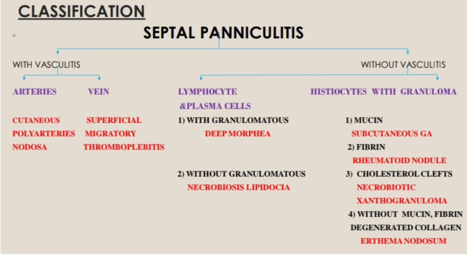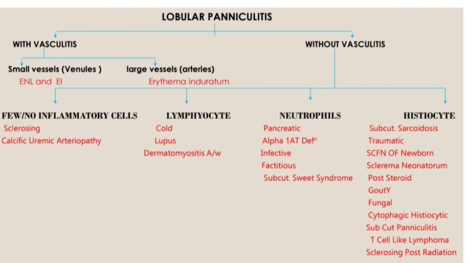Now the lobular panniculitis again is subdivided into with vasculitis and without vasculitis. With vasculitis, whether small vessels are involved or large vessels are involved. In the small vessels, erythema nodosum leprosum and erythema induratum. In the large vessels, where arteries are involved, it is erythema induratum.